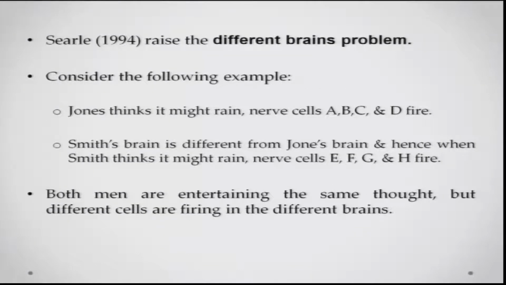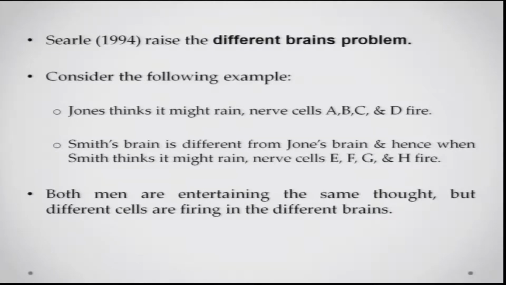Now, Searle created some objections to this kind of position. He says that there is something called the different brains problem. Take this example: Jones thinks it might rain, and then nerve cells A, B, C and D fire. Smith's brain is different from Jones' brain. There are different kinds of connections and structures. There are obviously a lot of individual differences in brains. Any rudimentary book on neuroscience will tell you that.